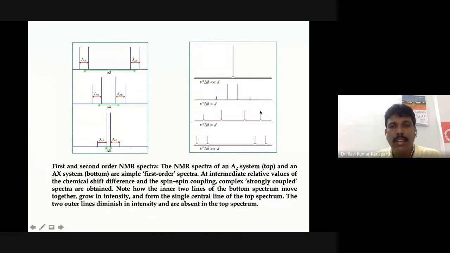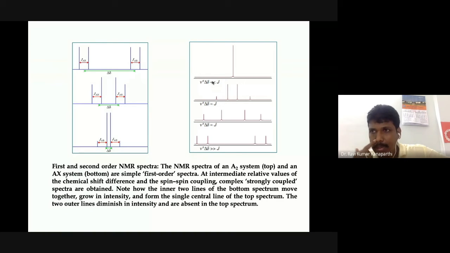On the right hand side, what you see is again the same discussion, but in a slightly different way. Let's say you have an A2 system. You know that A is one spin, and A2 means there are two A nuclei. When you have such nuclei and you record the NMR spectrum, both are identical, therefore you will see a singlet. So you don't actually see a splitting.